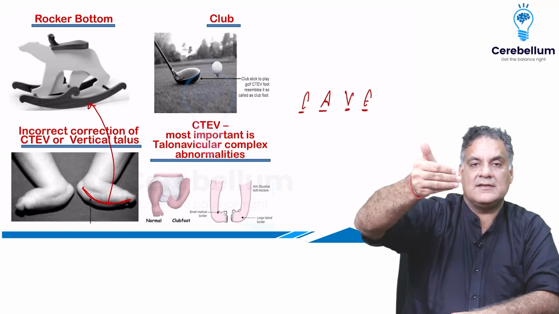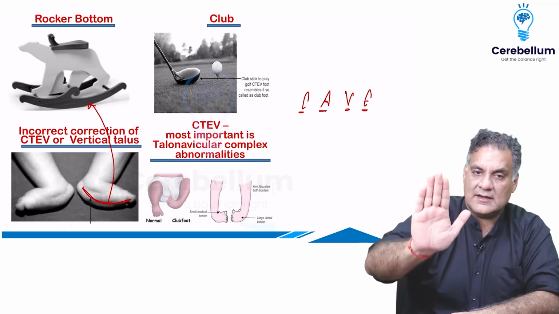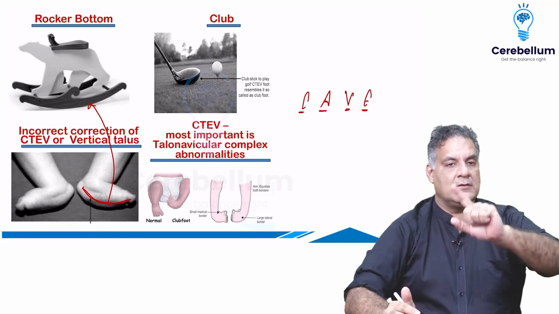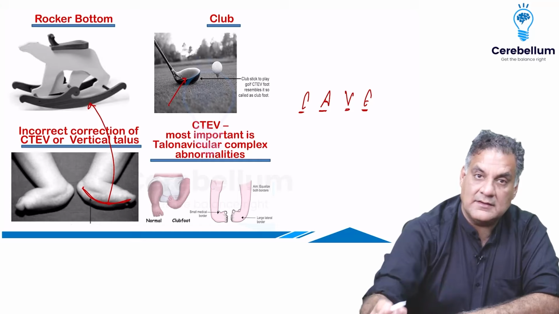So, first to treat is cavus, that is plantar arch, then the adduction, then the varus, then the equinus. If you don't treat the CTEV, or the club foot, this way, you will lead on to rocker bottom foot. This is the club, which means the CTEV.